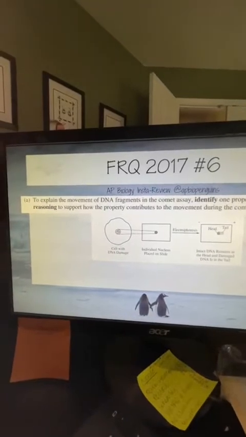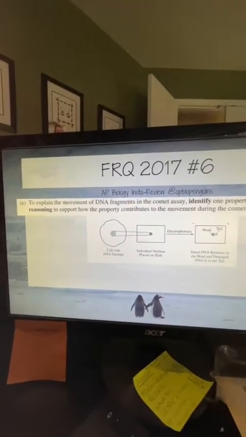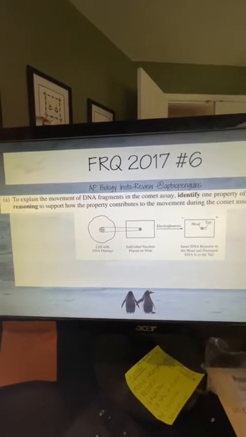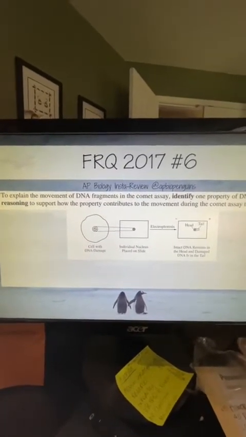So if I read through this, it says, to explain the movement of DNA fragments in the comet assay, identify one property of DNA and provide reasoning to support how the property contributes to the movement during the comet assay. Okay. So number 1, when you see this, you can go ahead and give yourself some little tips in your head. Say, okay, what do I already know about DNA? Well, I know that DNA is nucleic acid. Okay. I know the DNA is made up of sugar, phosphate, and a nitrogenous base.